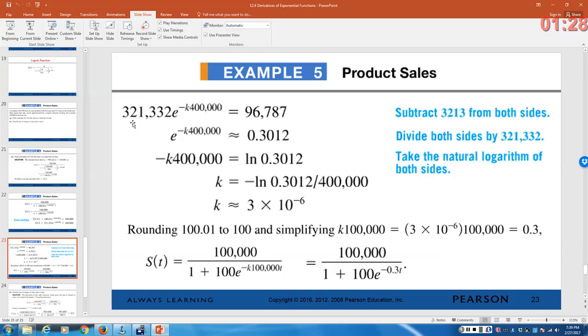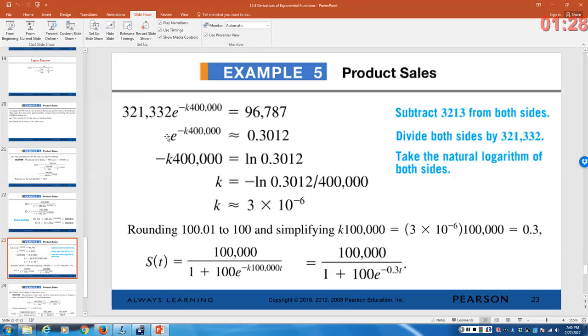And they've subtracted the 3213 from both sides, then divided both sides by 321,332, and E to the negative K 4,000 is equal to this number, and the way they find it is not the way that I would find it, because they use logarithms. They're taking the idea that you can take the natural logarithm of both sides, which you can. If you take the natural logarithm of E to this power, what you're going to get is that power. And the natural logarithm to the other side is just a very, very small number divided by the 400,000.